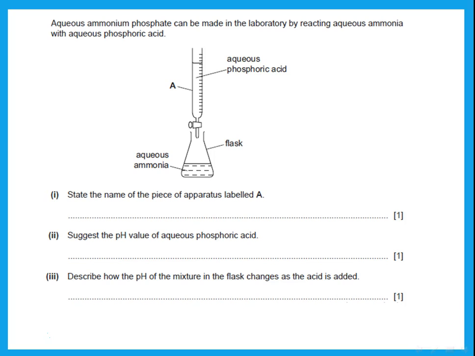Okay. So the first question here says, state the name of the piece of apparatus labeled A. What is the name of A? Again, we said A is something that has graduations, and at top, A is called burette. Suggest the pH of phosphoric acid. Well, let's think. Phosphoric acid is what? You should remember that phosphoric acid is a strong acid. A strong acid means its pH could be 1 or 2 or 3. So choose any of them. So let's say pH 2. It cannot be more than that.